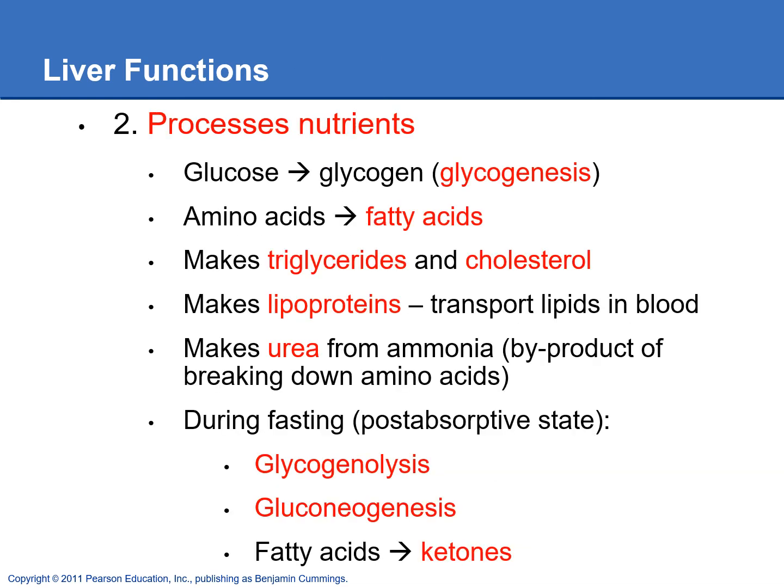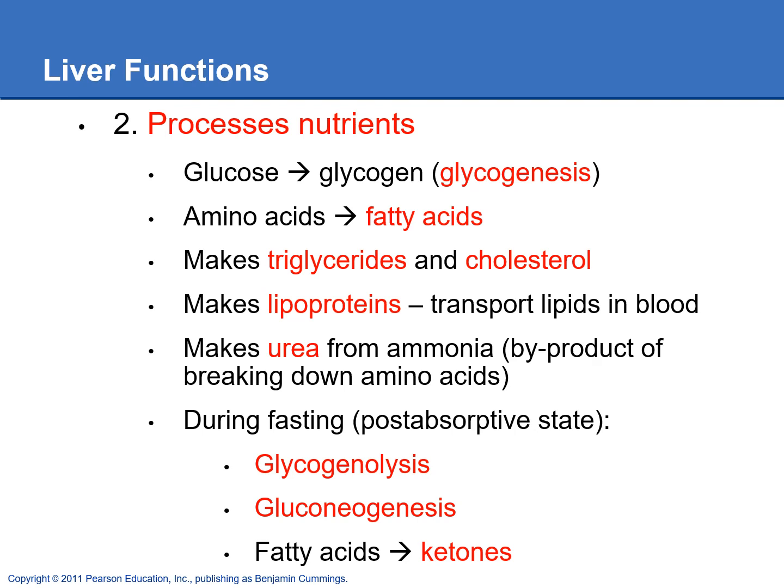Another huge function of the liver is to process nutrients. So remember, it gets first crack at the monosaccharides and the amino acids that have been absorbed from the small intestine. So it's going to take that glucose and make glycogen, which remember that's called glycogenesis. It can take amino acids and turn those into fatty acids. It also will make some other lipids like triglycerides and cholesterol, and then it will package those all up into lipoproteins to transport in the blood to the body cells.